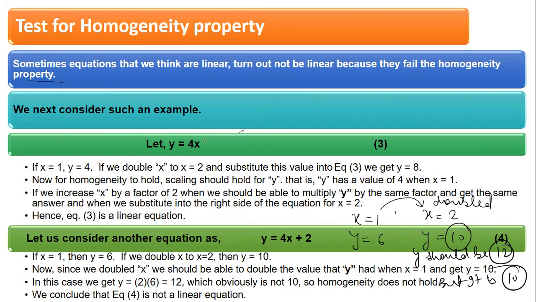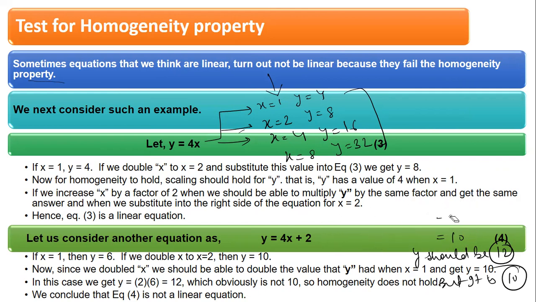Like in this example, my dear folks, if you have x is equal to 1, y is equal to 4. You double the x, that is, you make it 2, y is equal to 8. You double it, you make it 4, y is equal to 16. You double it to 8, so y is equal to 32. So here, when you are increasing x each time by a factor of 2, your y is also increasing by the same factor.